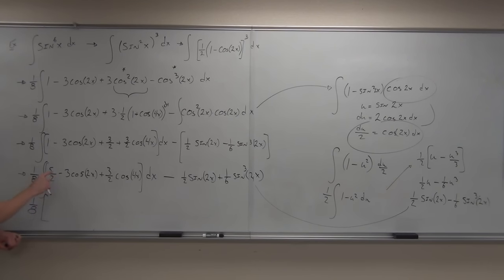Wouldn't you have to distribute the 1/8 on both sides? You did. No, it also goes here. Yeah, you're right. This thing's a big bracket. Oh, yeah. Yeah, you're right. You're absolutely right. So if I distribute that, what's this change to? So 16. Yeah?